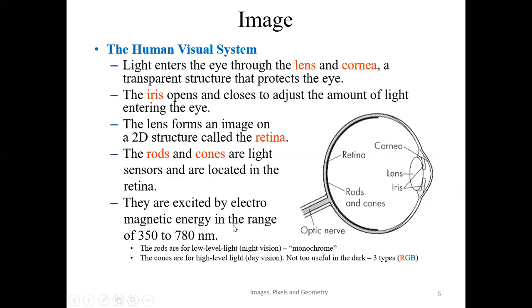Okay, and remember that in our retina there are two different types of cells, rods and cones. They respond to light, and they have a range, which is 350 to 780. What does this mean? If a light wavelength comes whose electromagnetic energy is in the range of more than 780 or less than 350, we will not see the object.